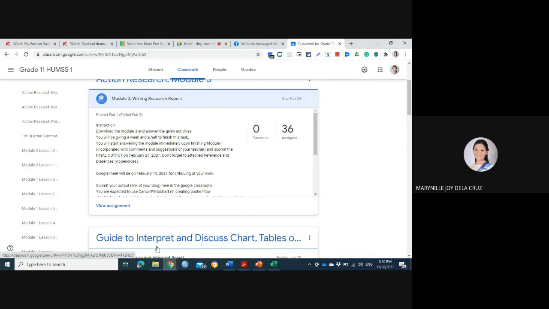That is for, will be compiled in my files. And then I will show who will be the best output among of the HUMSS one. Okay? So once I will see an outstanding output, you will be exempted in the final examination. Okay? Yes, ma'am. Okay, so that's it.